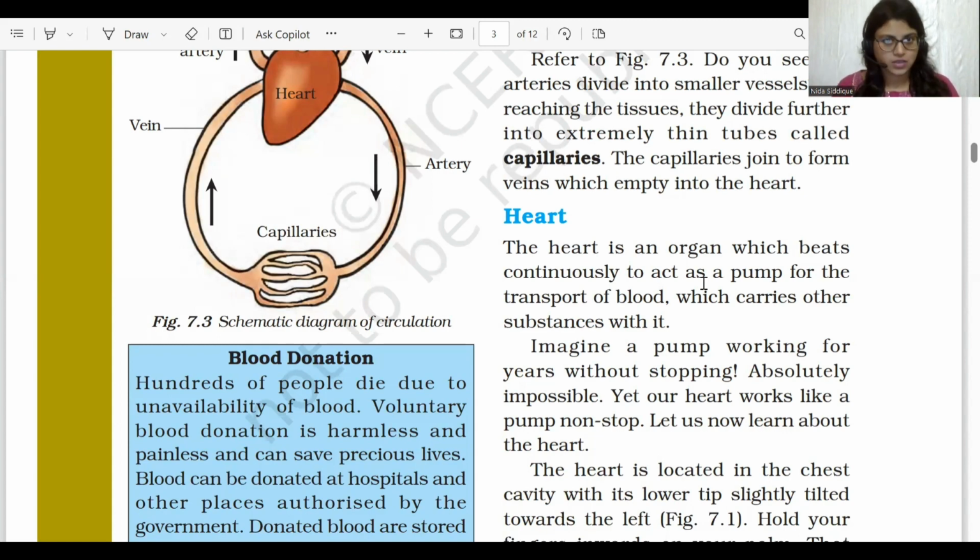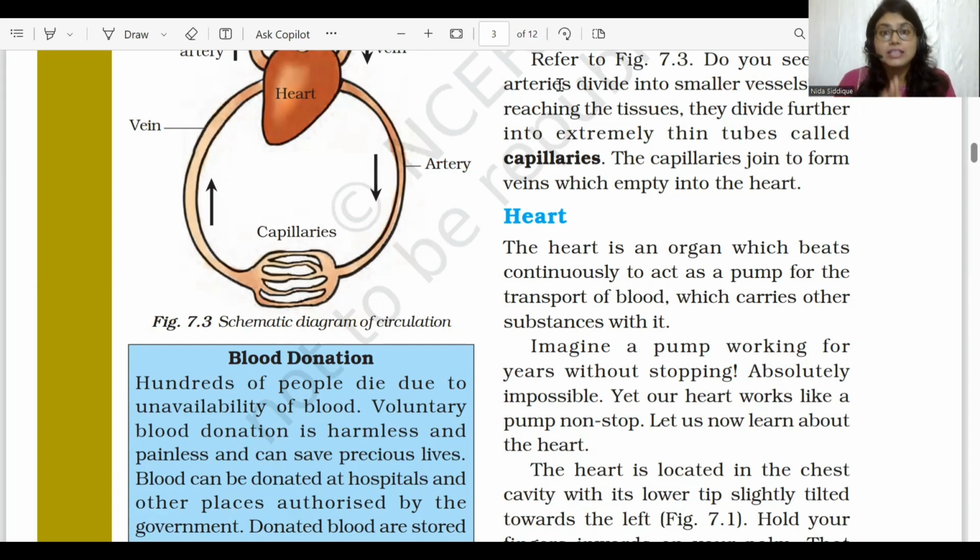So, in the last video, we learned that we need to transport many substances in our body, like water, food, oxygen, as well as waste. And this transportation is done by blood. We have also learned about the different types of blood vessels, that are arteries, veins, and capillaries. And lastly, we learned about the schematic diagram of circulation.